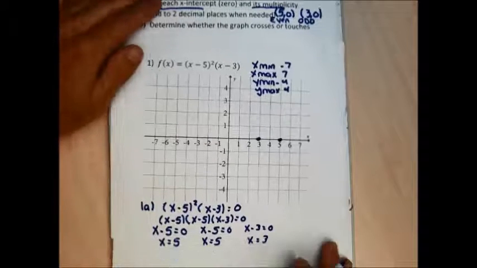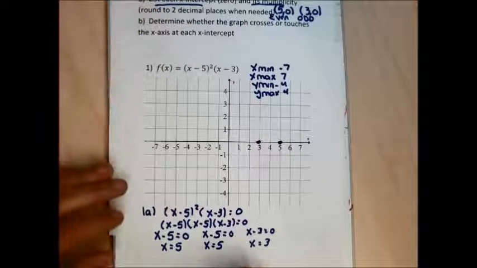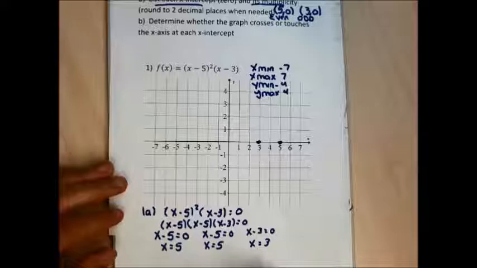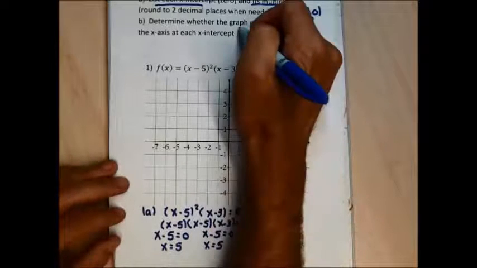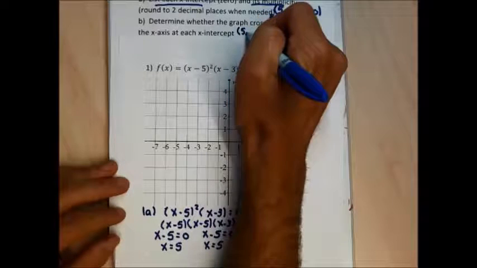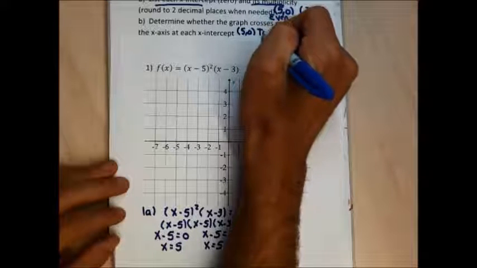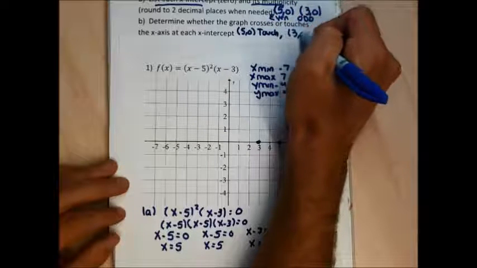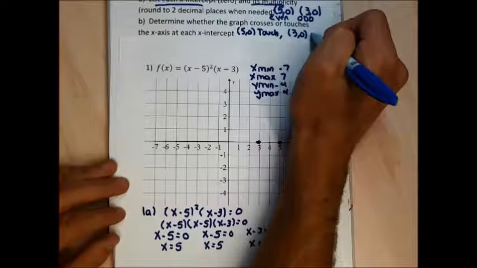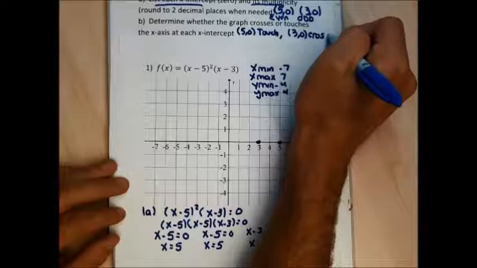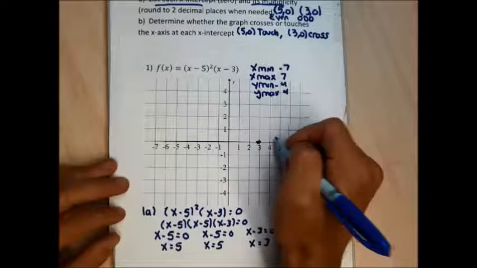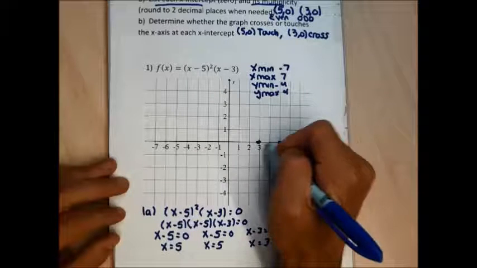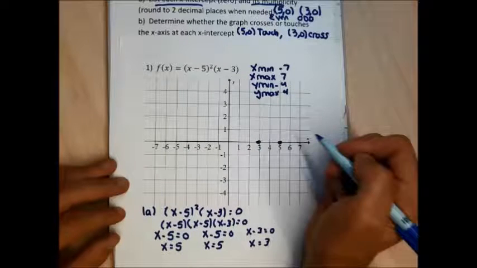For part B of number 1, to determine whether the graph crosses or touches the x-axis, this graph at the point (5, 0), because it has even multiplicity, is going to touch the x-axis, and at the point (3, 0), because it has odd multiplicity, is going to cross the x-axis. So at the point (5, 0), the graph is going to reflect off of it. At the point (3, 0), the graph is going to cross.